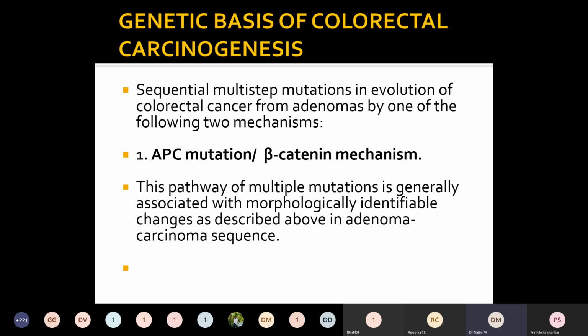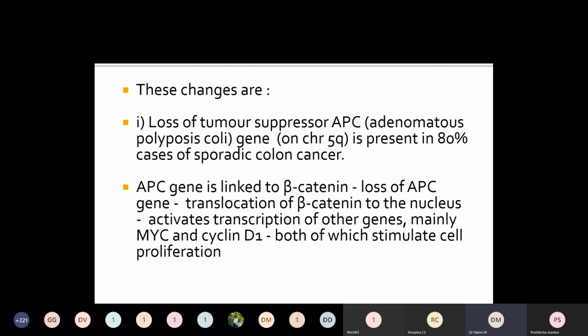One is the APC beta catenin mechanism. So this pathway of multiple mutations is generally associated with morphologically identified changes. So when it is this pathway, we can actually see the morphological evolution from normal to hyperplasia to dysplasia to in situ to invasive carcinoma. So what happens here is the first hit, which is the loss of a tumor suppressor gene. This could be congenital or this could be acquired, but this is the first hit.